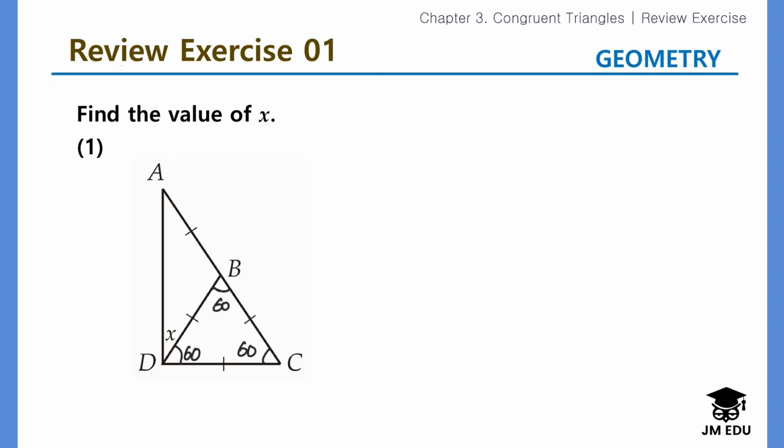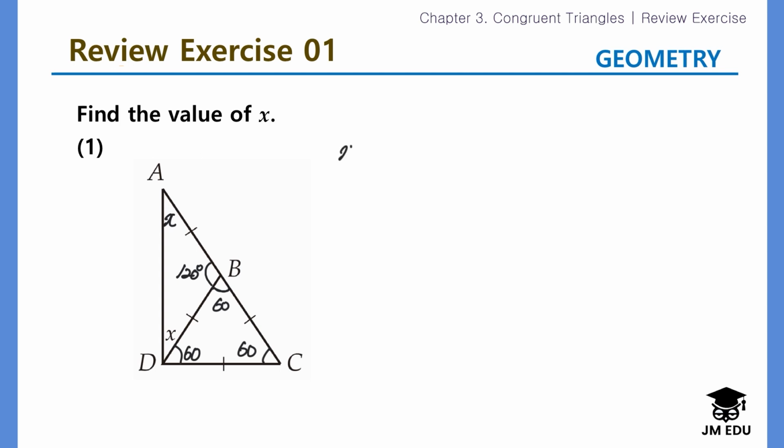If this is a 60, we know that this angle right here is 120, because it's a straight line. The sum of these two angles must be equal to 180. Now, this is an isosceles triangle. If this is one base angle x, this must be another base angle x. So we know that the sum of three angles in a triangle must be equal to 180.